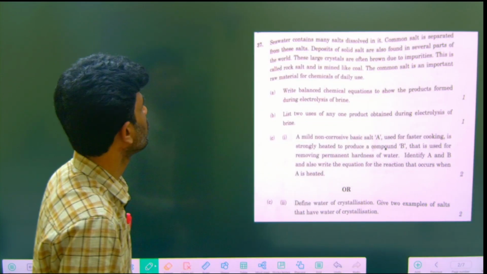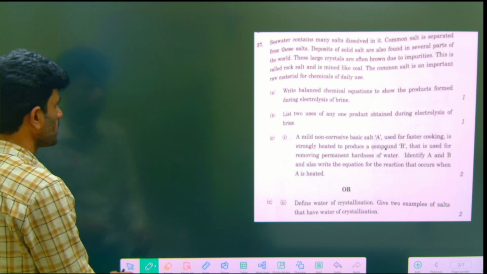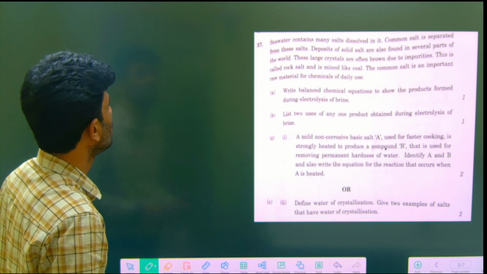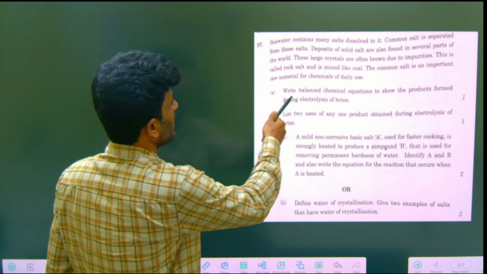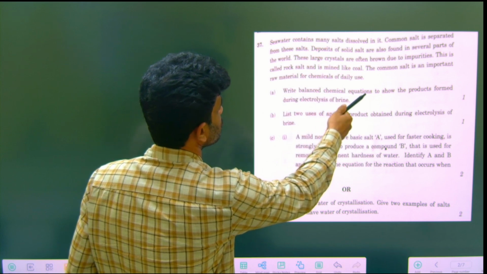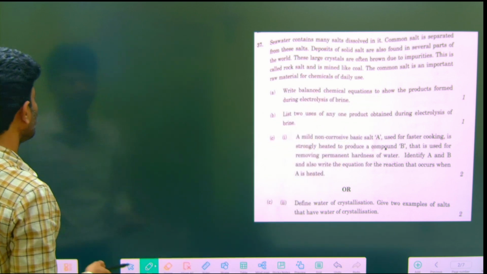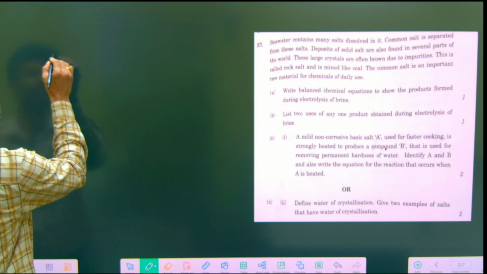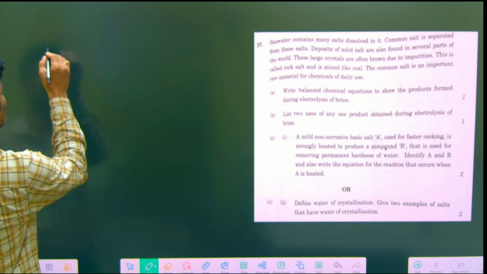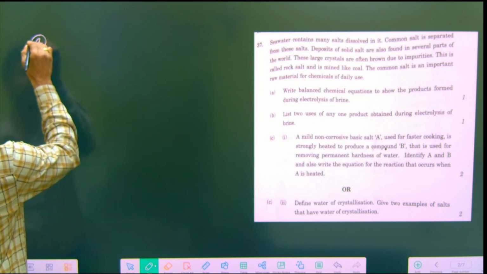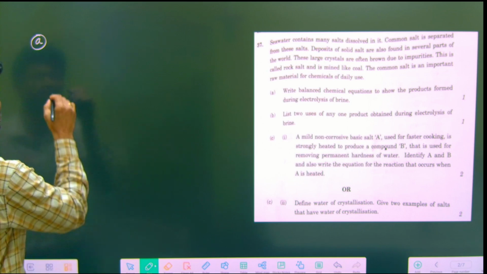Now you see this one, question number 37. This is another case study which is from chemistry. Here first question is what? Write balanced chemical equations to show the products formed during electrolysis of brine. What is brine? Sodium chloride. So first question I am writing here, A. We have to write the balanced chemical equation.